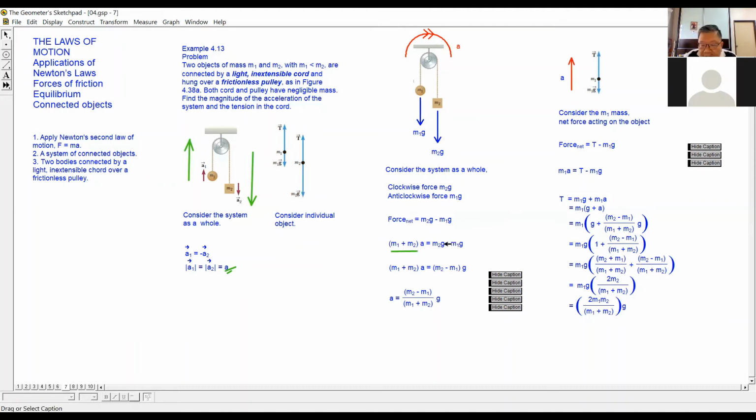There's a common factor here. The common factor is G. You can take out the G, right? When you take out the G, what is left is M2 minus M1 bracket G. If you want to find the acceleration of this system, what is the acceleration that is rotating clockwise? That will be M2 minus M1 divided by M1 plus M2, times G. That will be the acceleration of the system. And this is obtained by considering the system as a whole. The tension, they cancel each other, right?